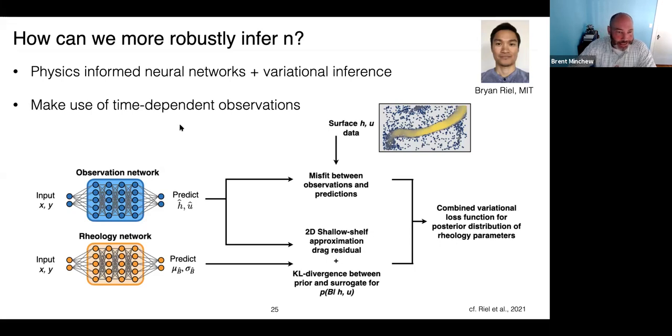So we're in the very nascent stages of doing this kind of thing. This is work that's led by Brian Rheel, who's a research scientist in my group at MIT. So what Brian's done is he's starting to put together a framework that's built around physics-informed neural networks.